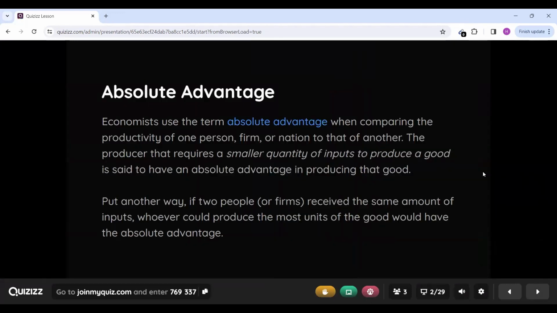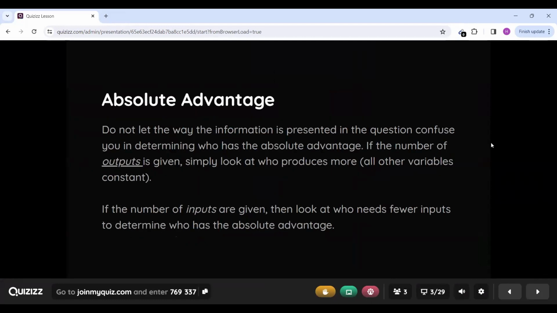So absolute advantage. Economists use the term absolute advantage when comparing the productivity of one person, firm, or nation to that of another. The producer that requires a smaller quantity of inputs to produce a good is said to have an absolute advantage in producing that good. Put another way, if two people or firms receive the same amount of inputs, whoever could produce the most units of that good would have the absolute advantage.